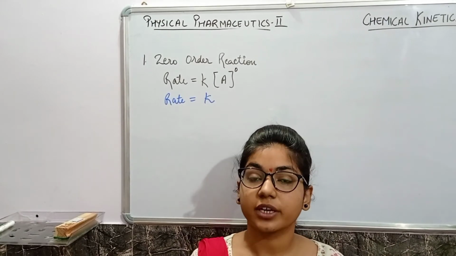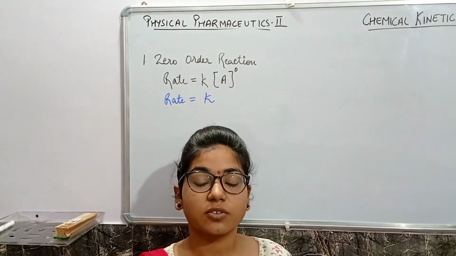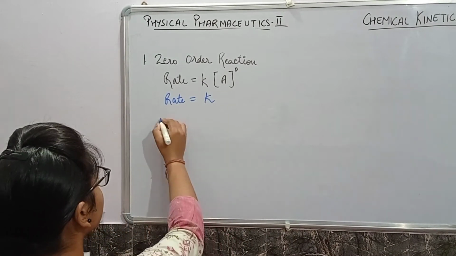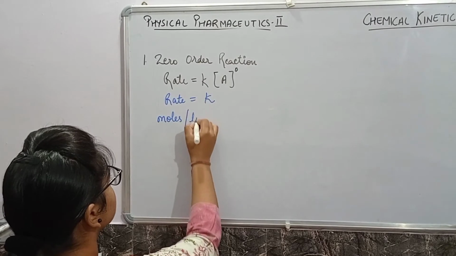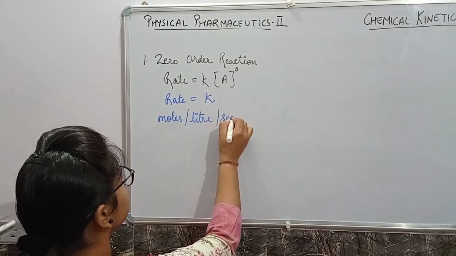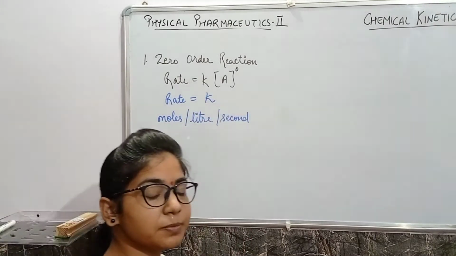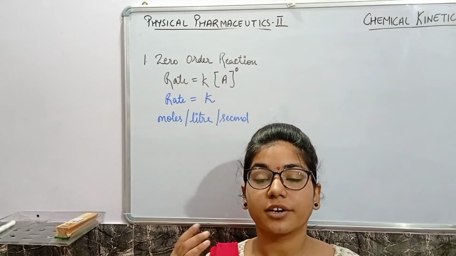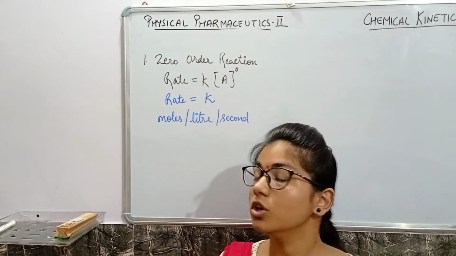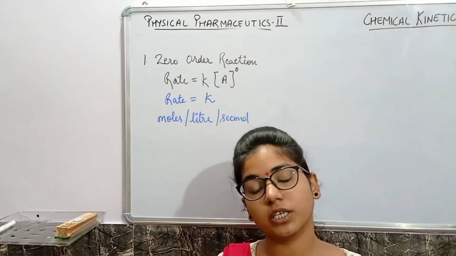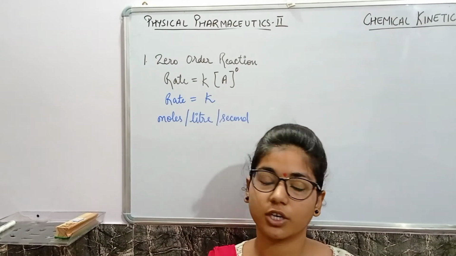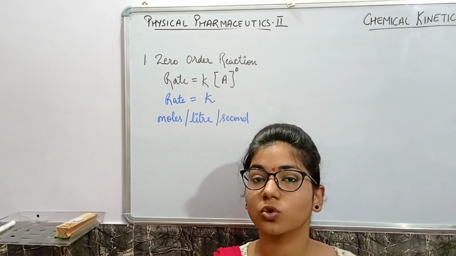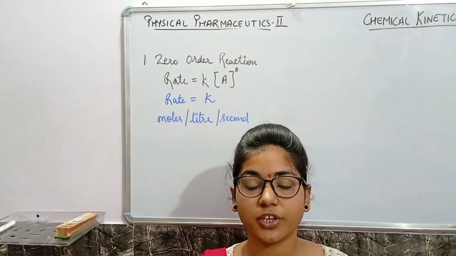The second point, in the zero order reaction, the unit of rate constant is moles per liter per second. That means if you ever get a numerical problem and you do not know the order of reaction, you will go for the unit of rate constant and determine whether it is a zero order reaction or a first order reaction or whatever it is. So this is the zero order reaction, the reaction in which concentration has no role in the rate of reaction.